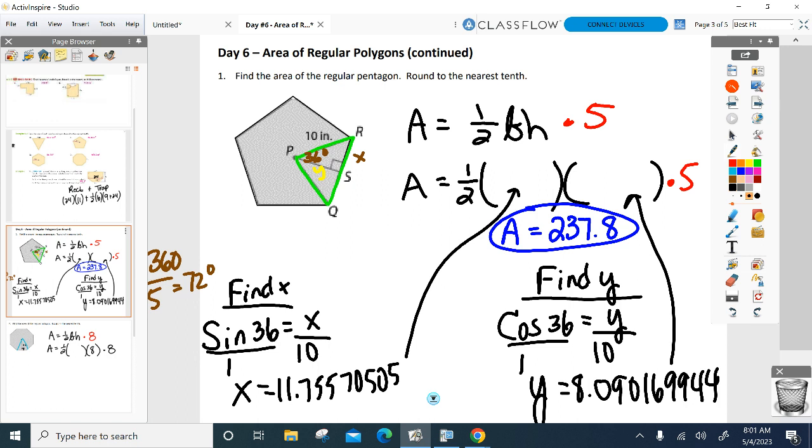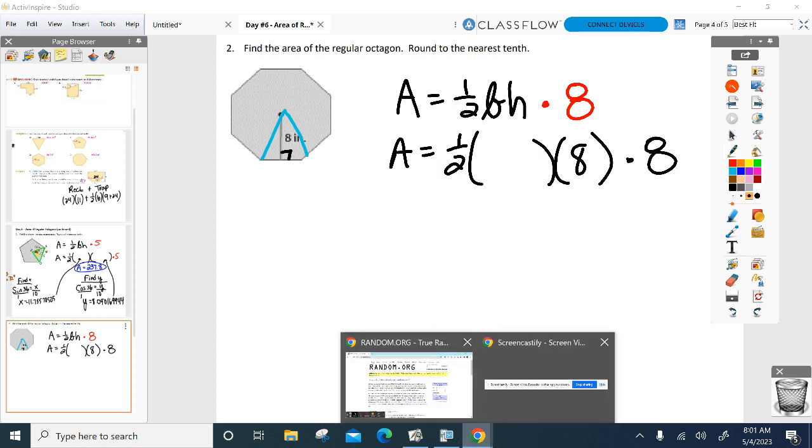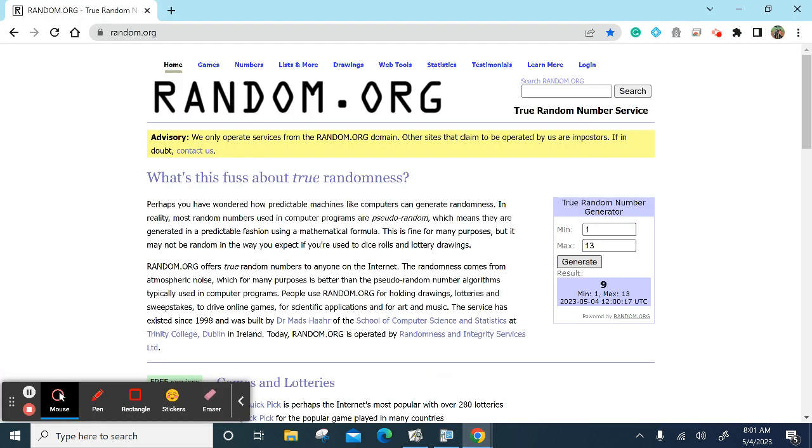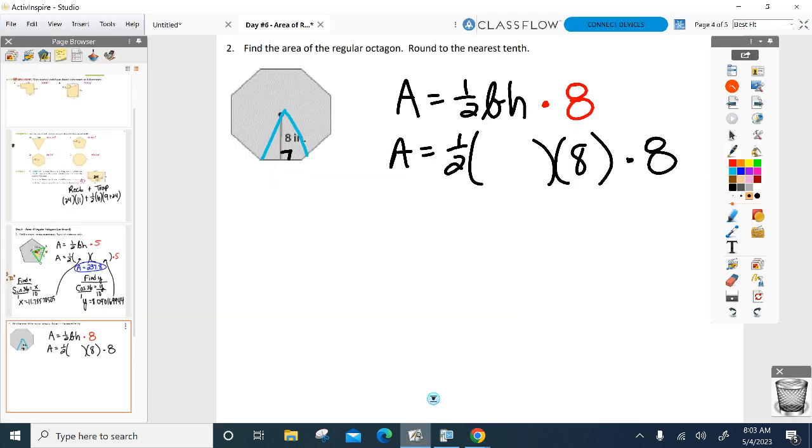And we are now on to number two, an octagon. When we drew our first triangle to find the area of it, 8 was the height already. So now we're working on finding the base. All right, so first question, let's go through how I get to the base.